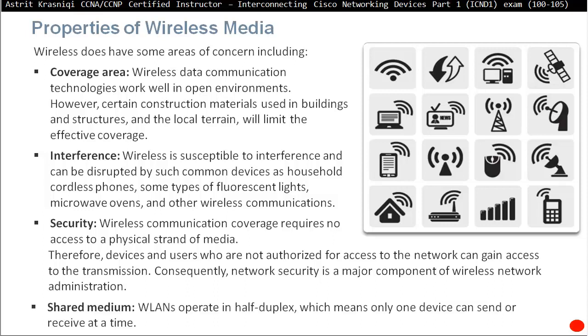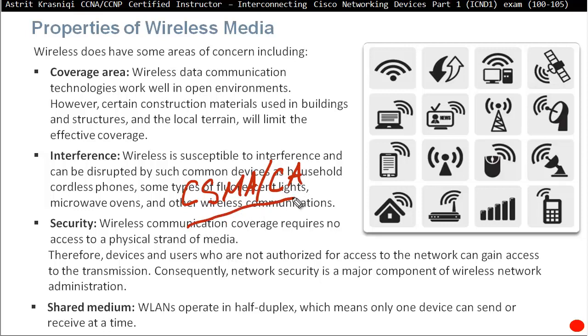The wireless network works on a shared medium. So WLAN operates in half duplex, which means that only one device can send or receive at a time. They work with a protocol, like earlier when we were talking about the hub. It works with carrier sense multiple access, but not collision detection. This is only going to have collision avoidance.